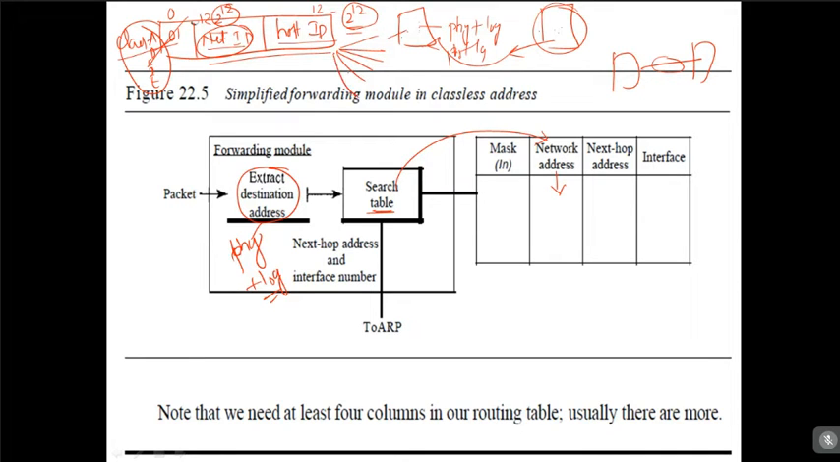That is called a networking ID. And for each networking path, we give one network ID. That is called a network address or network ID.